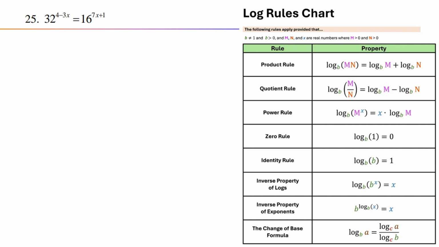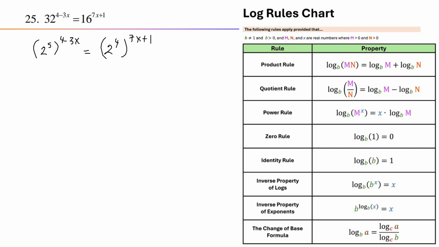Okay, number 25, we're looking at number 32 and 16, we're thinking about base 2. So 32 is 2 to the power of 5. 4 minus 3x equal 2 to the power of 4 to the power of 7x plus 1.